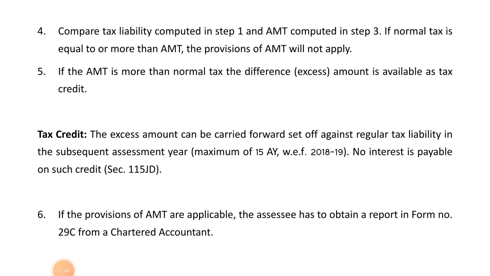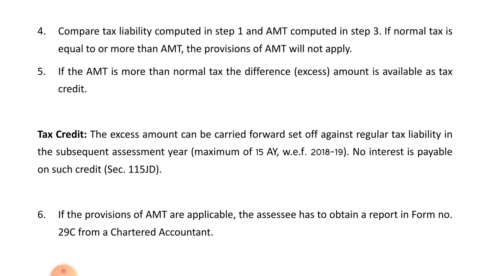See, the tax credit will be allowed to be carried forward for a maximum of 15 assessment years, as I told you, succeeding the assessment year in which the credit becomes allowable. Suppose credit is allowable in the assessment year 2018-19, it can be carried forward and set off up to assessment year 2033-34, that is up to 15 assessment years they can use this tax credit.